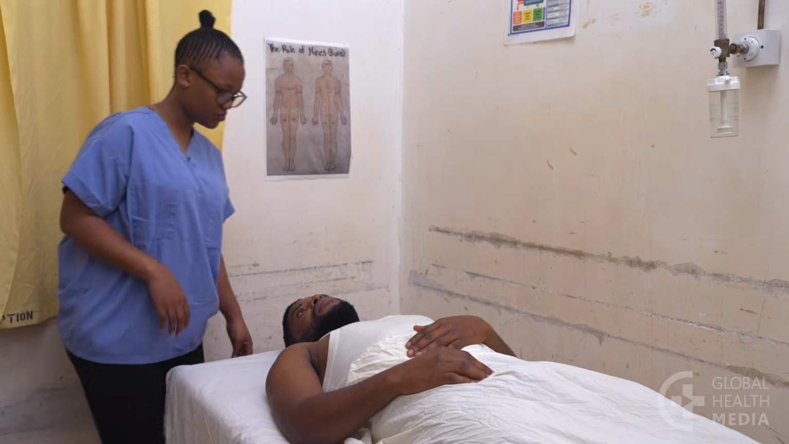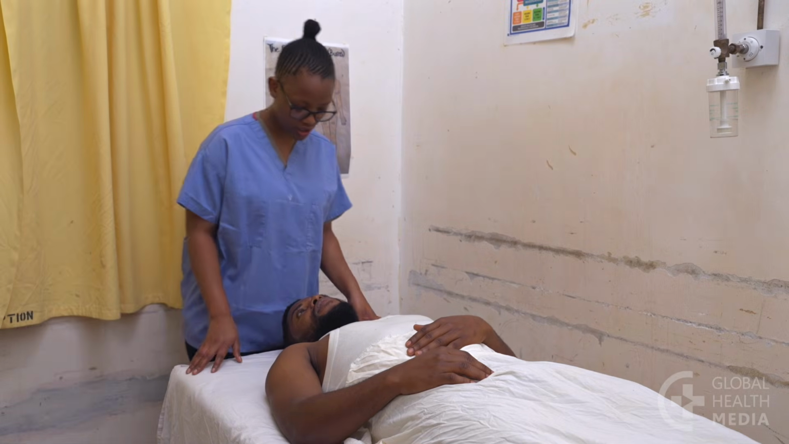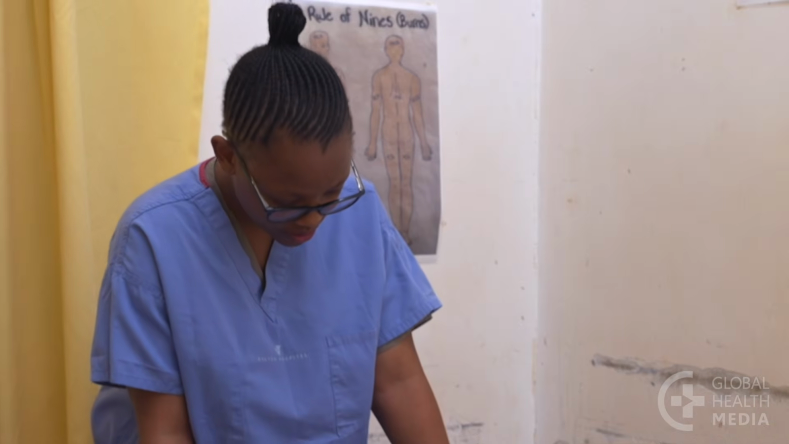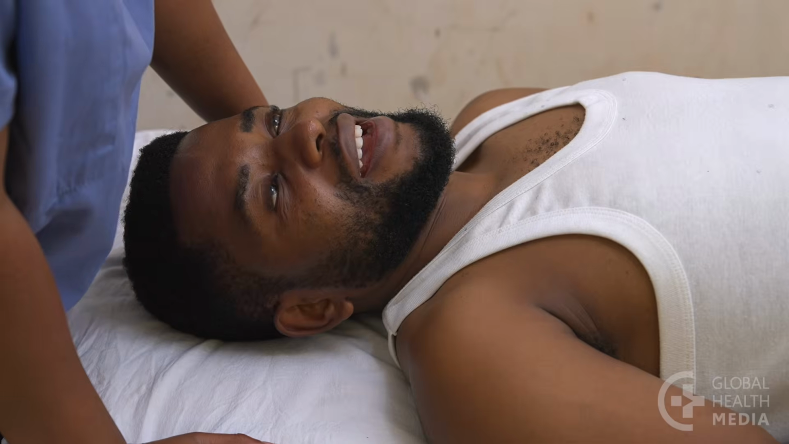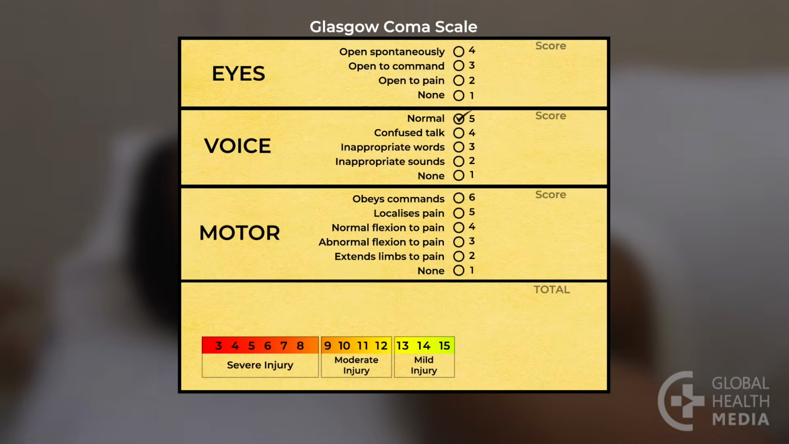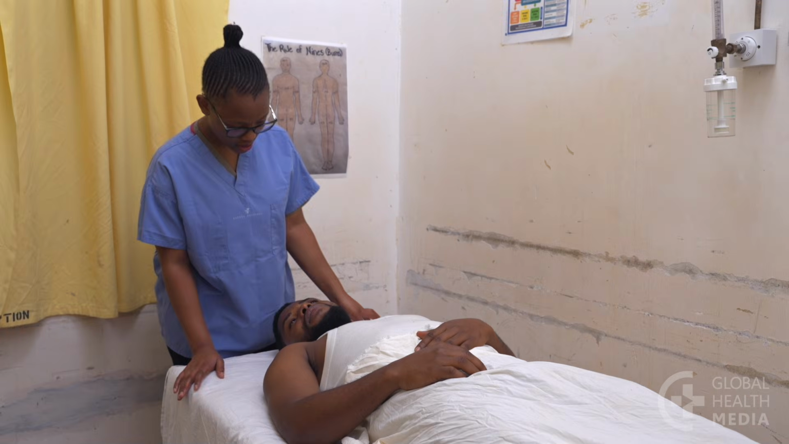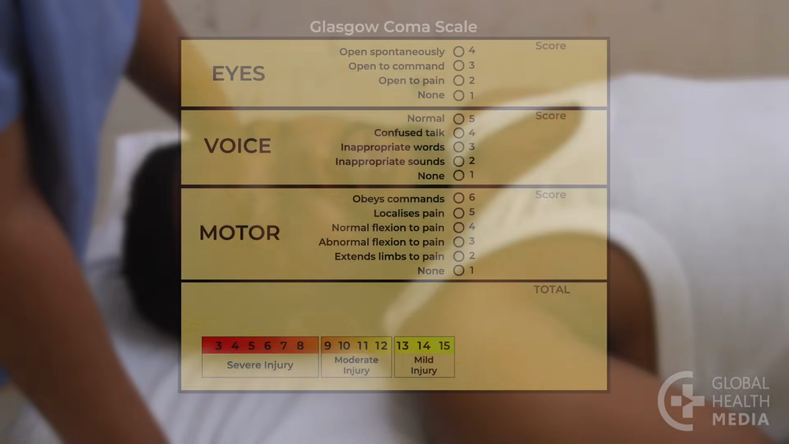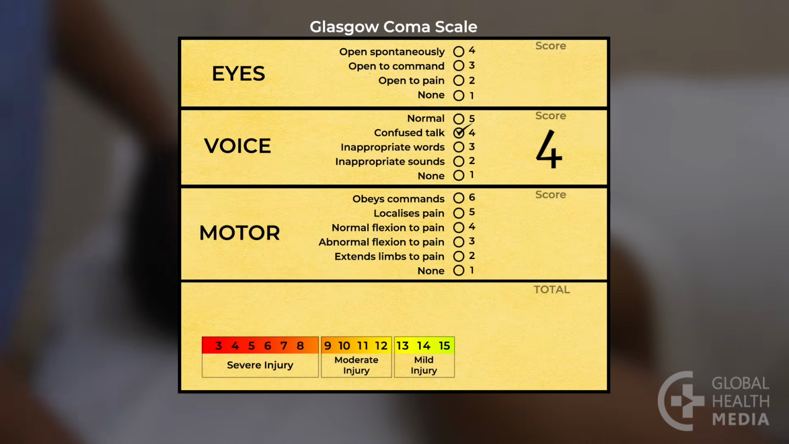Next, test his verbal response. Ask simple questions. For example, "Do you know where you are right now?" If the patient answers normally, he is given a 5. If he answers but seems confused, like he's not fully aware of where he is, he is given a 4.